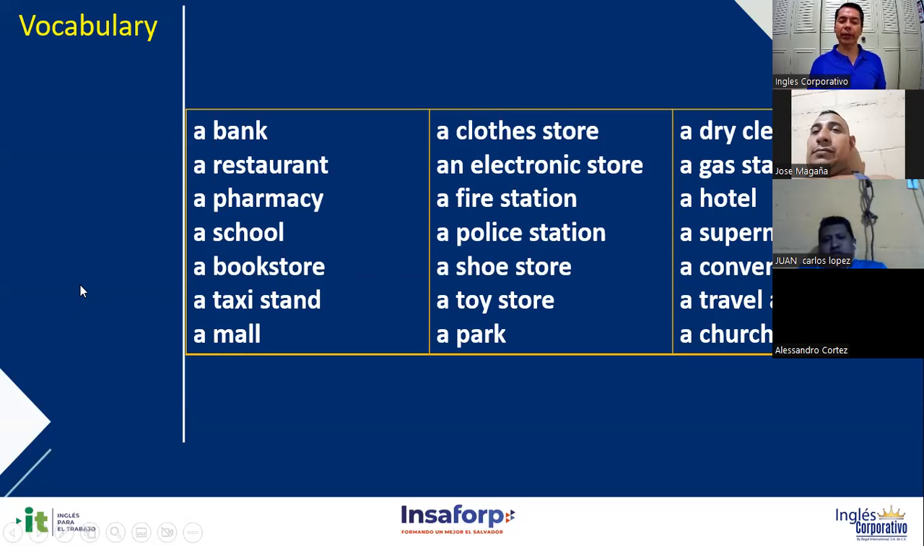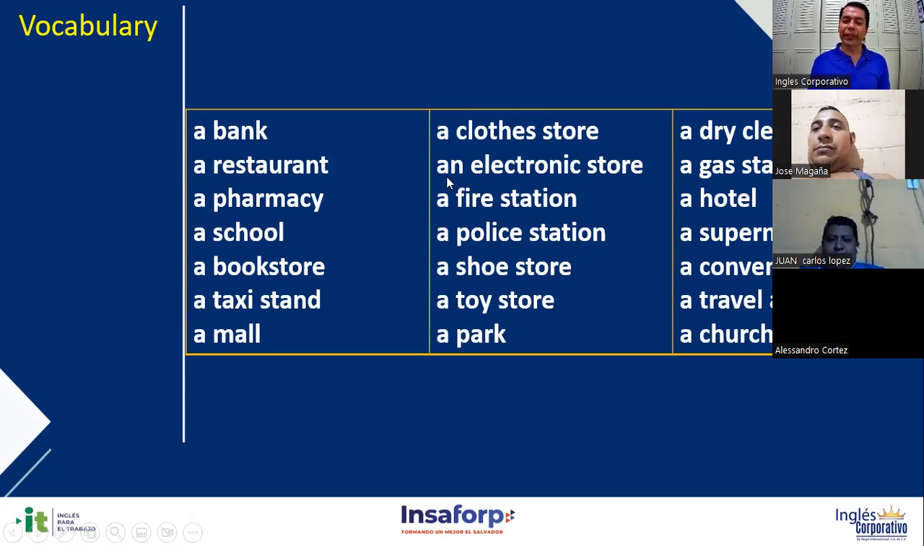Teacher, una consulta. Tell me. ¿Por qué en electronic store antes es solo, dice an y no solo a? A toy store. No, electronic store. An electronic store. Déjeme ver. ¿Por qué dice an?